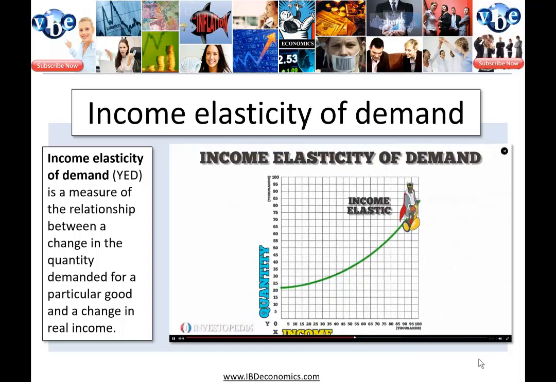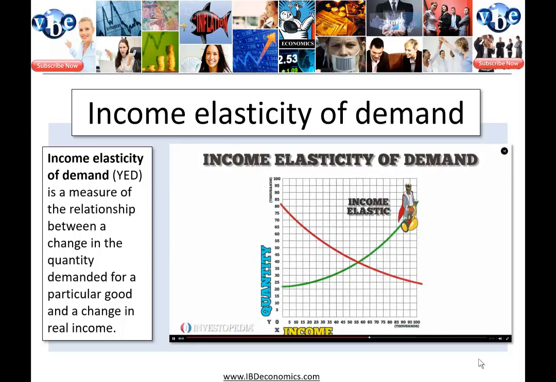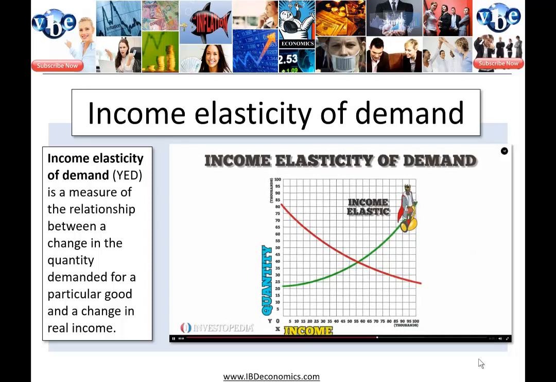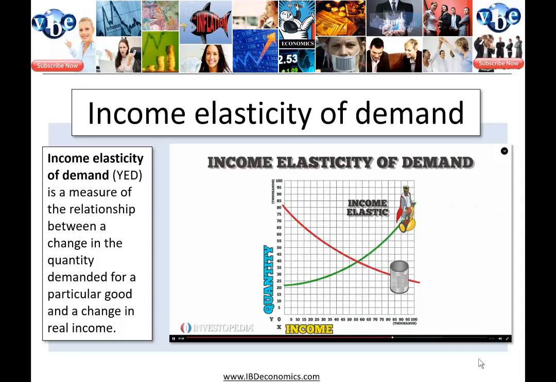Conversely, goods described as inferior goods have a downward sloping curve. This means that as income increases, demand for those types of goods decreases. Examples of inferior goods are public transportation and canned goods.